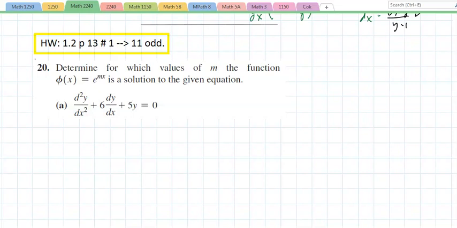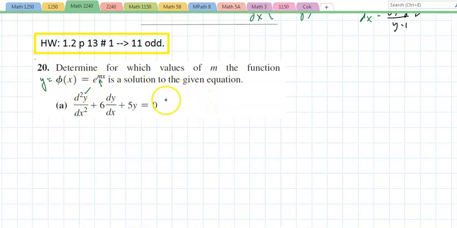Okay, now that you've tried all of these problems, let's look at number 20 and see how this works. Determine for which values of m, where m is a number, the function y equals e to the mx is a solution. Well, let's see what this says. This is a differential equation, second order, and it's linear.